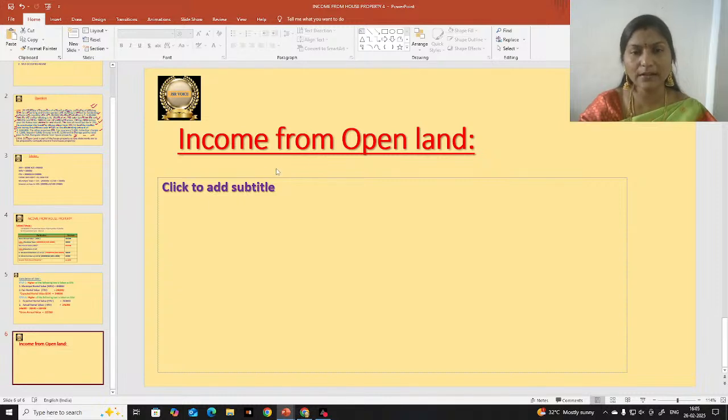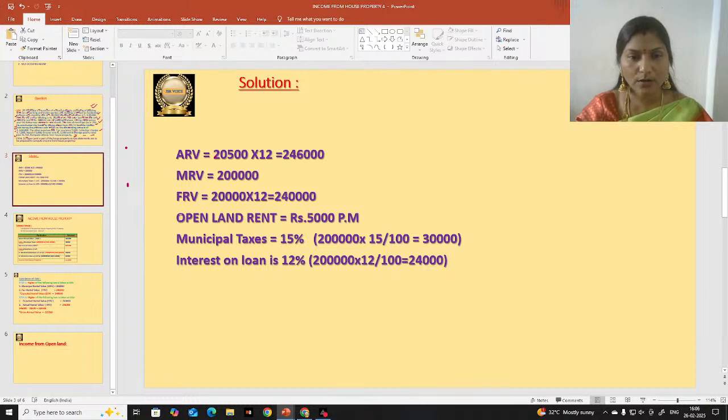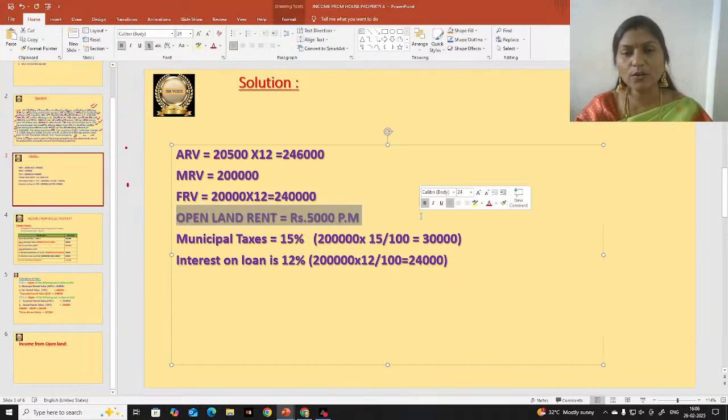So, income from open land. How much he is collecting as rent from the open land should be taken into account, and that is treated as his income, because he has open land and he is giving it on rental basis for car parking business. So he is collecting rent every month from the open land. How much he is collecting, you can see here, we already took. So open land rent is 5,000 per month.